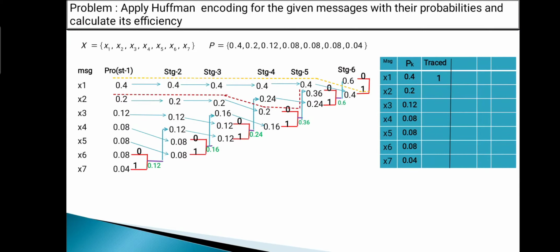Then it is going the other way. Then it is taking this path. Again we have assigned a 0 along this path, and it is going like this. Finally it is ending here. So again there we have assigned 0. So along the path we have assigned 0, 0, 0. So the traced value is 0, 0, 0.